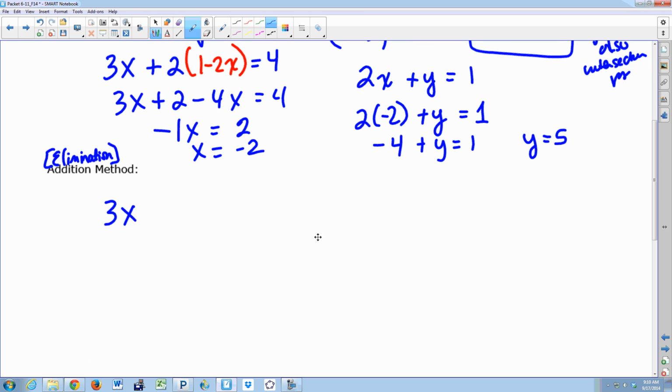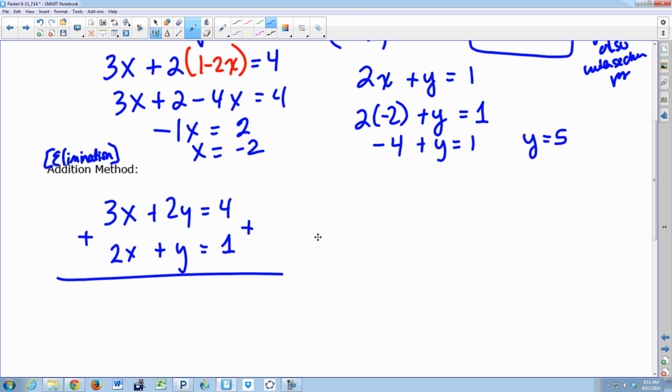Someone want to read me the system again? I've 2x plus what? 3x plus 2y is what? Thank you. Okay. So what the elimination or the addition method says is, what happens if you add both sides? So let's just see right now if we add both sides together like this. I'd get 3x plus 2x on this side is 5x. 2y plus 1y is 3y. That equals 5. That doesn't help me at all, because now I have one equation with two unknowns.